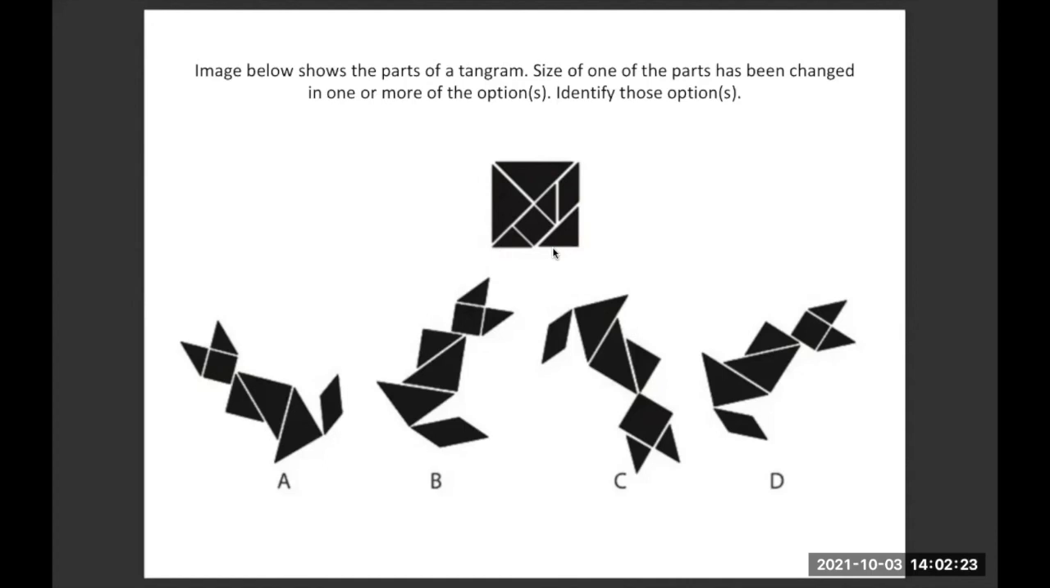What you have to identify is that one of the parts in one of the options is changed. You have to identify which is that option or options. It can be one option, it can be two options, or it can be also three.